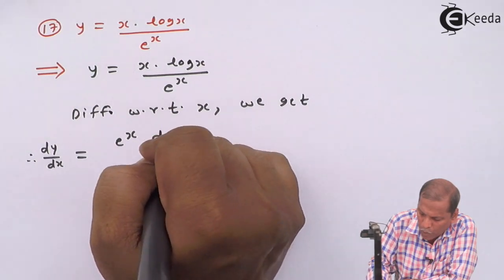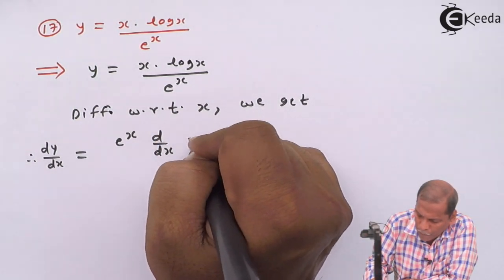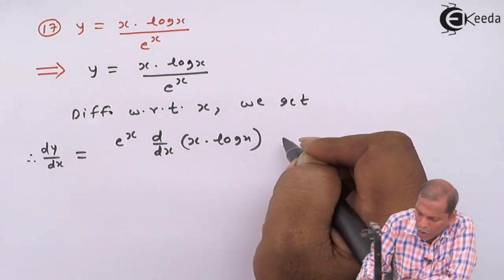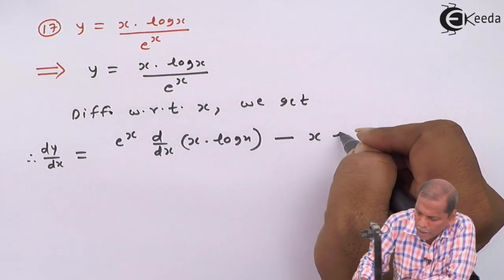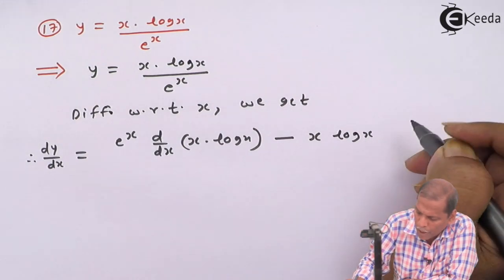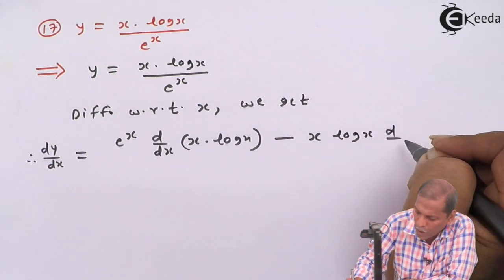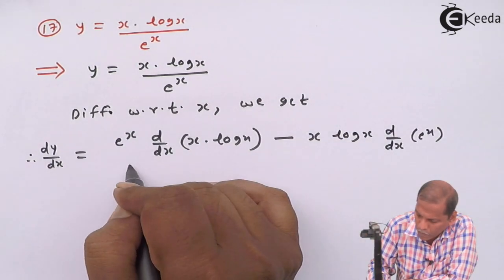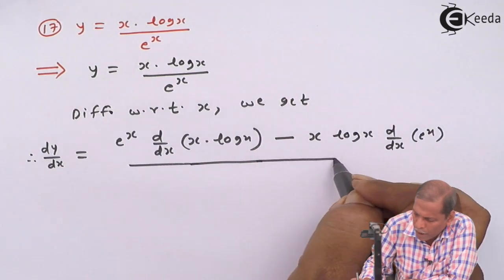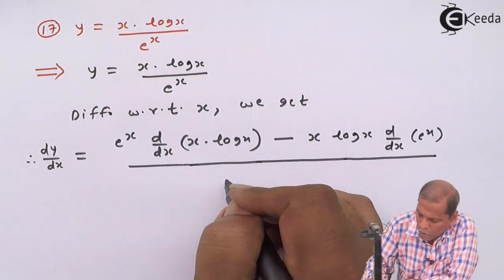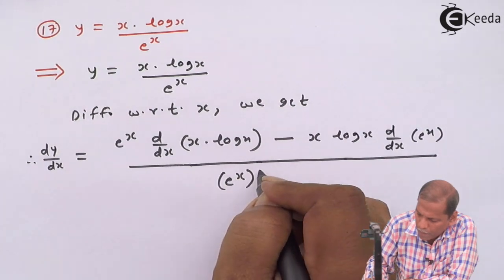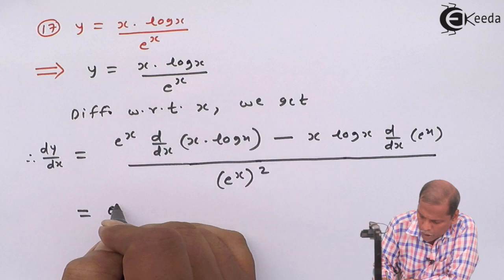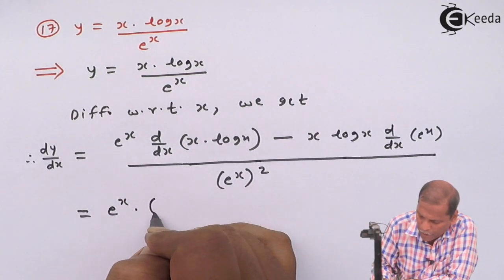e raised x into dy dx of x into log x, then minus x into log x, we write as it is, into dy dx of e raised x, and then whole thing divided by e raised x bracket whole square, so is equal to, now we write e raised x as it is.